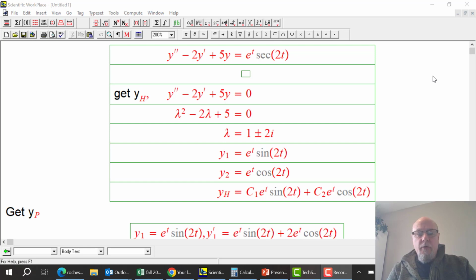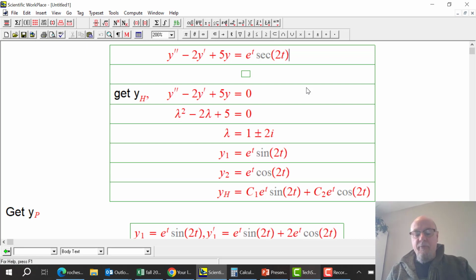So here's a second order linear constant coefficient, non-homogeneous, because of this piece, differential equation. So we know in order to solve this, we want to get a homogeneous solution first and then get a particular solution. Then the general solution or the complete solution is the homogeneous solution plus the particular solution.